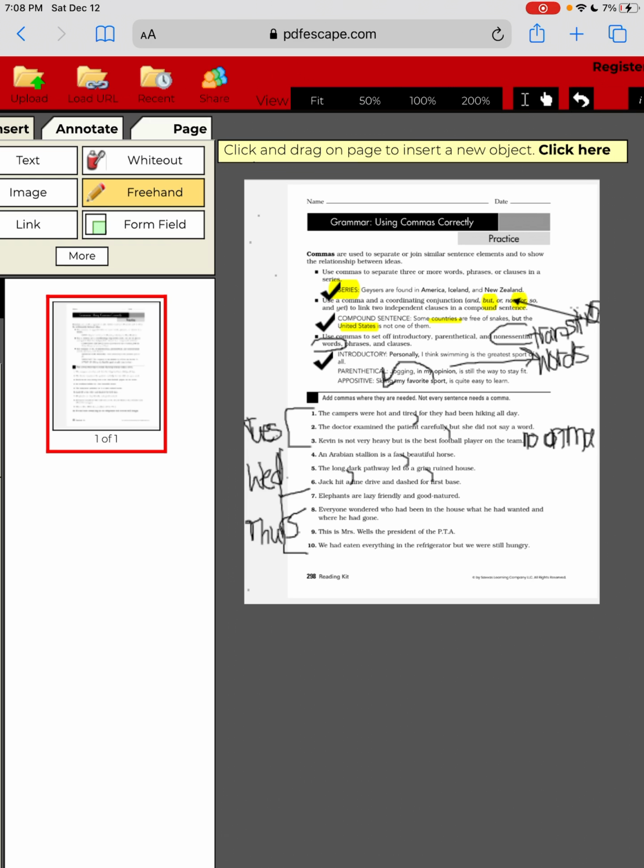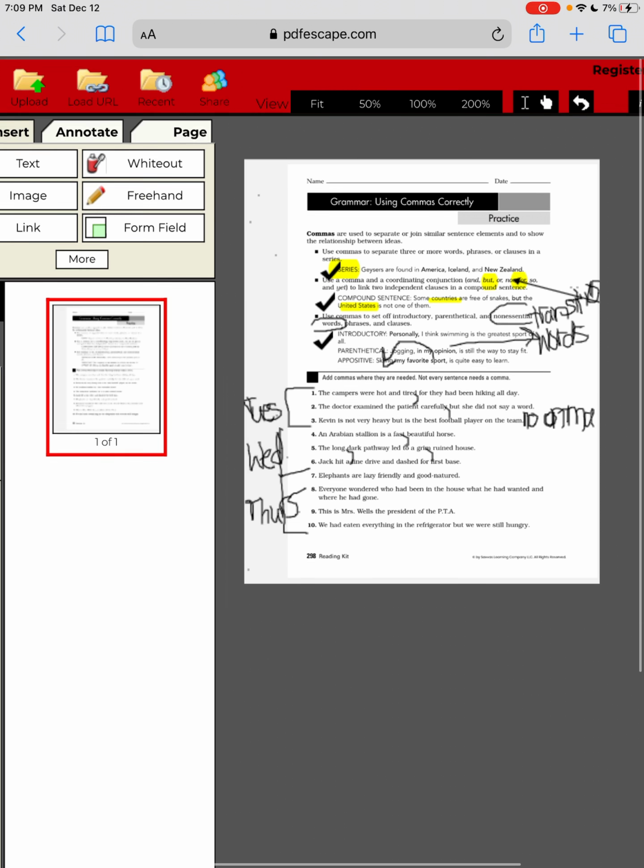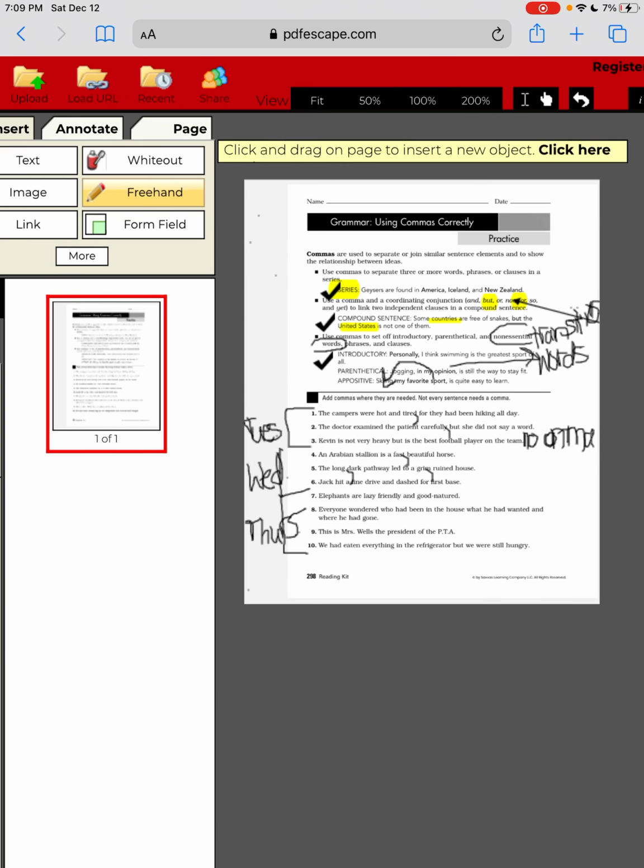And number 6 for Wednesday. Jack hit a line drive and dashed for first base. This one does not need a comma. To save myself the trouble of writing no comma with Tuesday's messy attempt, I'm going to put an X at the end of the sentence. Nothing is needed. Number 7. So Thursday we have 4 to do rather than 3.